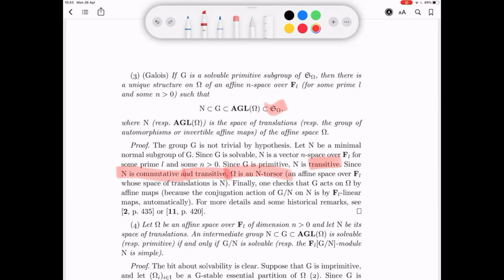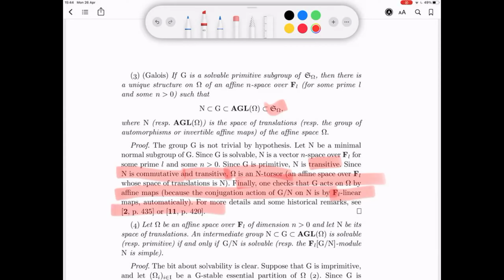Meaning, the action of n on omega, which is given to you because n is a subgroup of S omega, right? So this action is not only transitive, but it is simply transitive. That's what it means, right? And then not only is it some arbitrary action, but it's an affine action. So here are some sources from which you can look at this theorem.